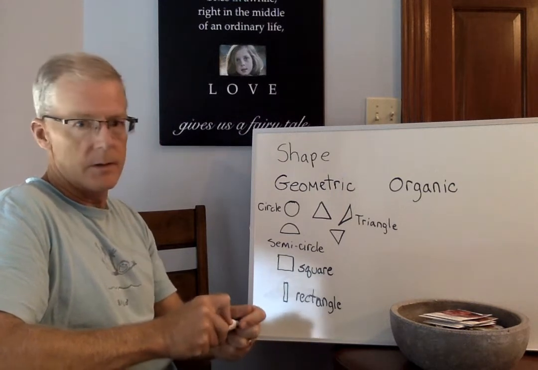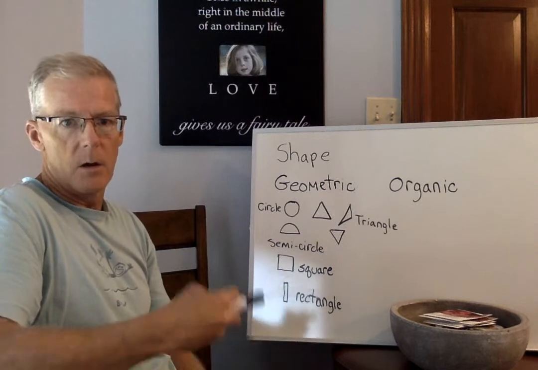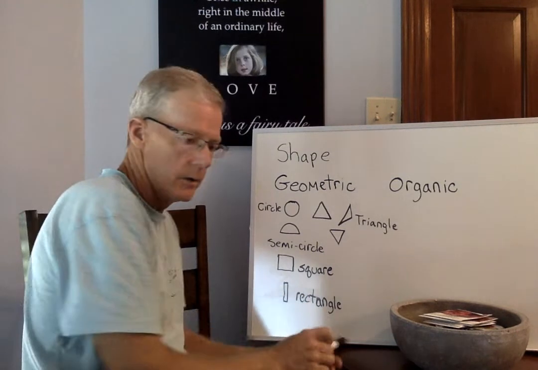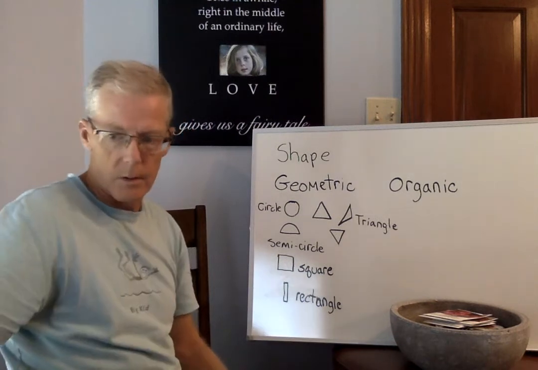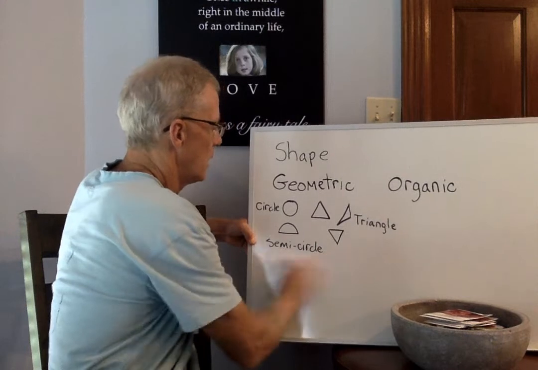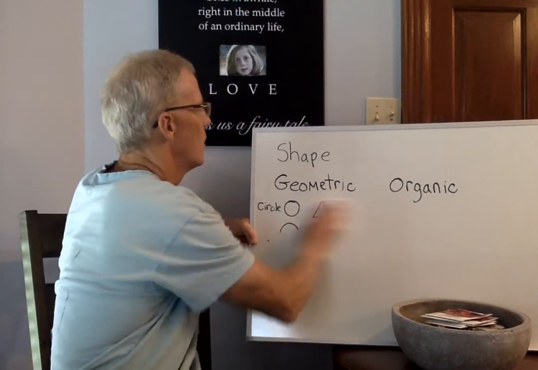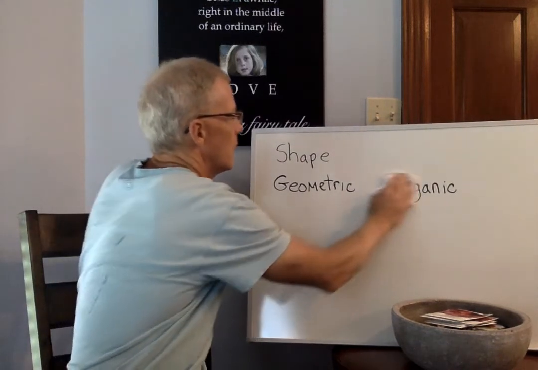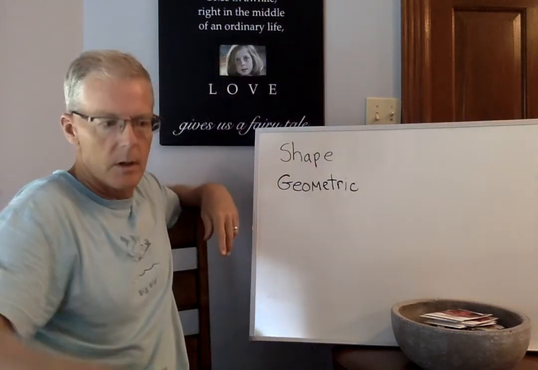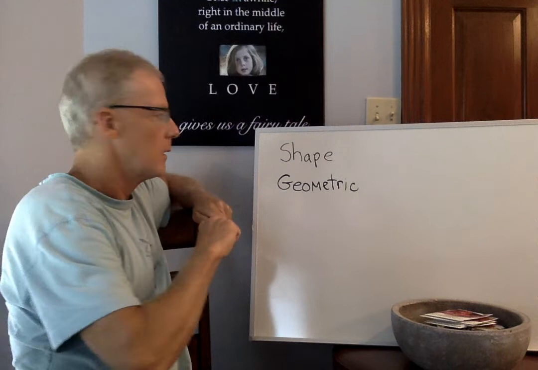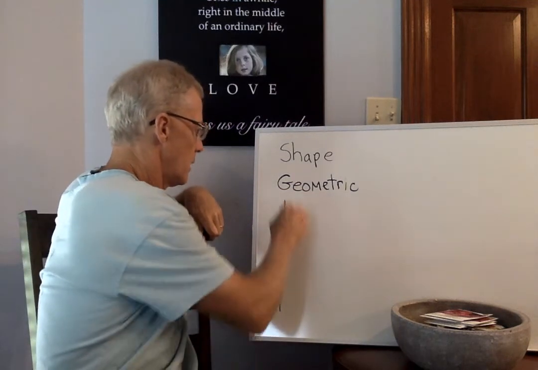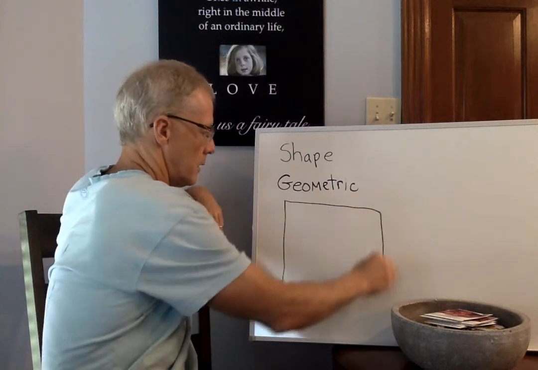Okay, let me get my little trusty eraser out. I'm going to go ahead and erase these. Remember, you can always go back and look at the video if you fall behind. We're going to go on to our little activity using geometric shapes, and we'll come back to organic next time. All right. So I'm going to turn my paper this way today.